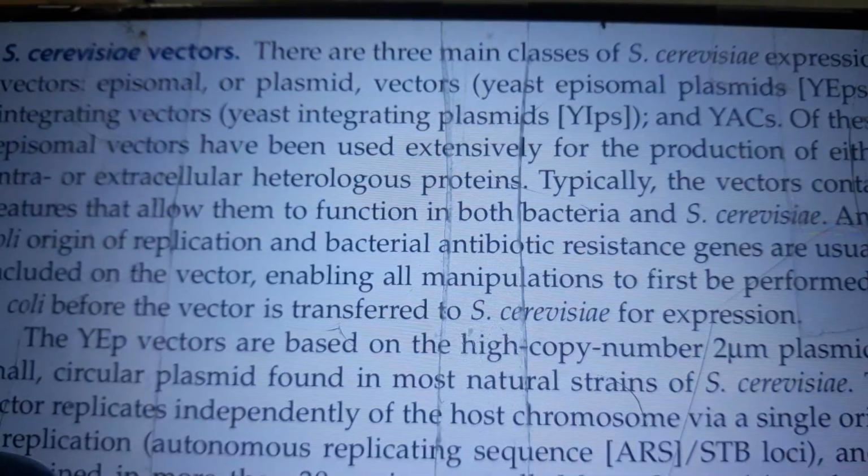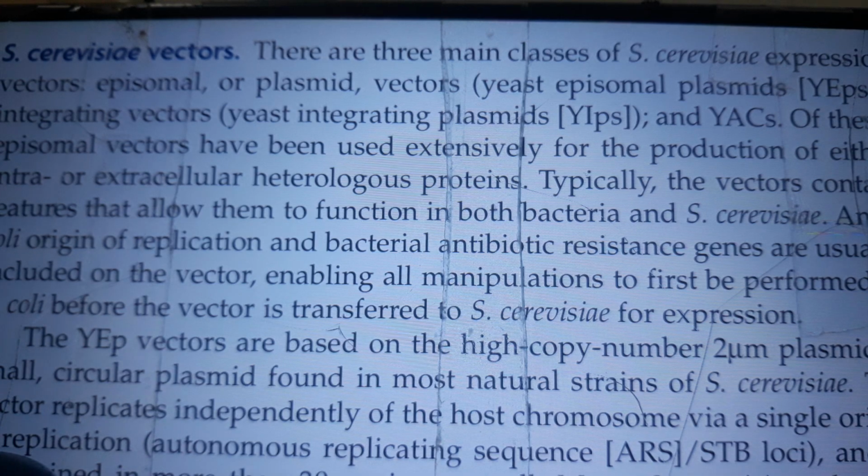S. cerevisiae vectors. There are three main classes of S. cerevisiae expression vectors: episomal or plasmid vectors (yeast episomal plasmids, YEps), integrating vectors (yeast integrating plasmids, YIps), and YCps. Of these, episomal vectors have been used extensively for the production of either intracellular or extracellular heterologous proteins. Typically, the vectors contain features that allow them to function both in bacteria and in S. cerevisiae. An E. coli origin of replication and bacterial antibiotic resistance genes are usually included on the vector, enabling all manipulation to first be performed in E. coli.